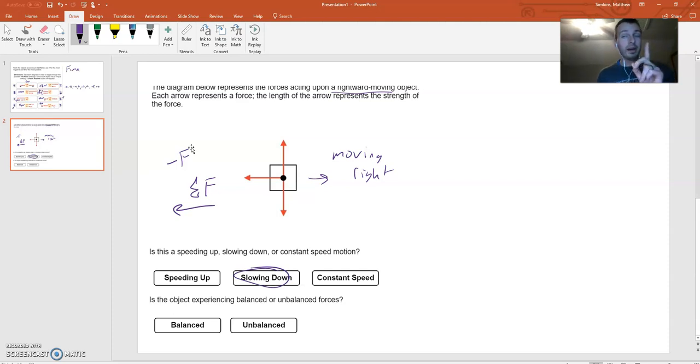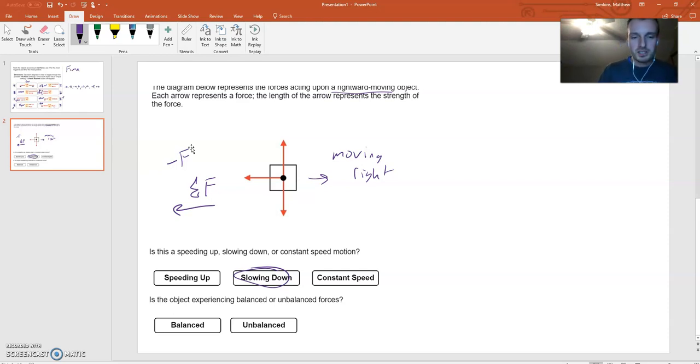You consider which way am I going and which way is the biggest force. If the biggest force is the way I'm going, then I'm going to speed up. If the forces are balanced, I'm going to stay at a constant speed because there's no reason to change what I'm doing if the forces are balanced. And if the biggest force is the opposite direction of the way I'm moving, then it's going to be a slow down one. All right.